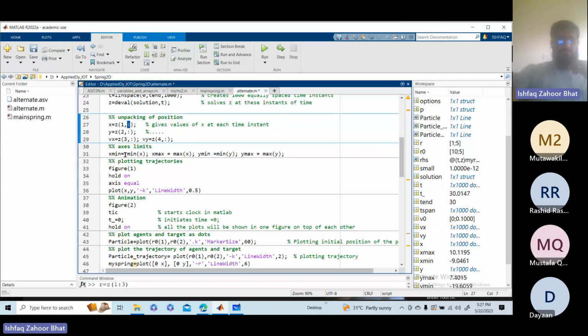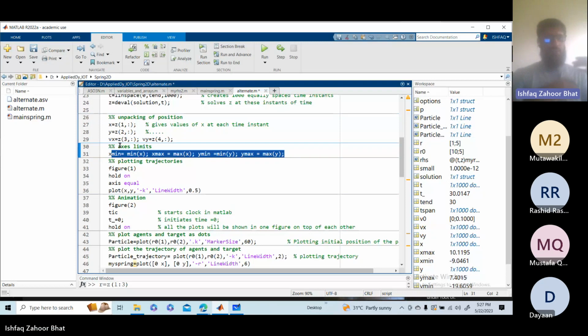So this xmin and xmax are related to the axis. I am skipping a lot of things because I know I have to repeat these things so many times, and discussing all the things in one go will create confusion and nothing else.